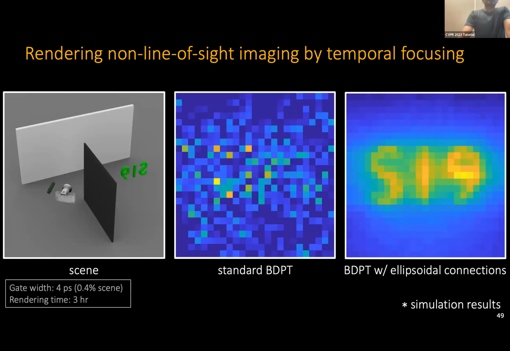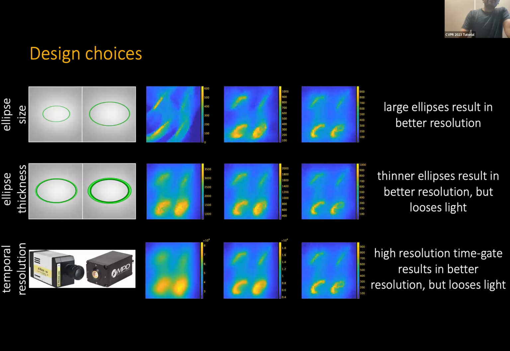Okay, before I show the effect of design parameters, I'm showing here a comparison of the standard BDPT technique to render temporal focusing with our renderer. You can see that the standard BDPT technique cannot even render the hint of temporal focusing, whereas the efficient time-gated rendering technique that we built was able to render the non-line of sight imaging setup in a couple of hours. So we used that, and we studied various design choices, and we observed a few things.